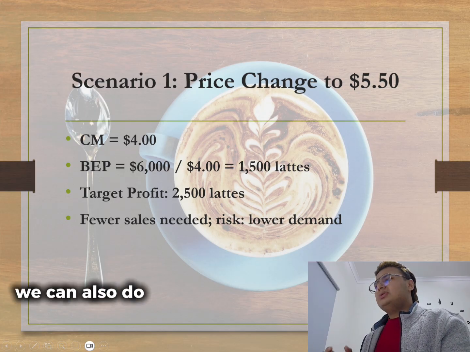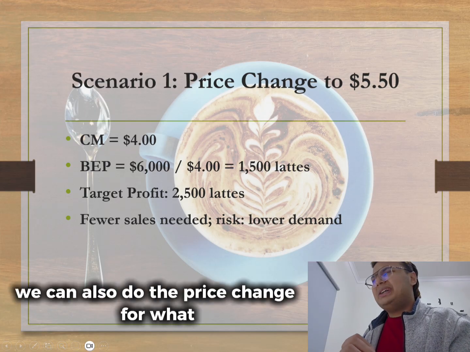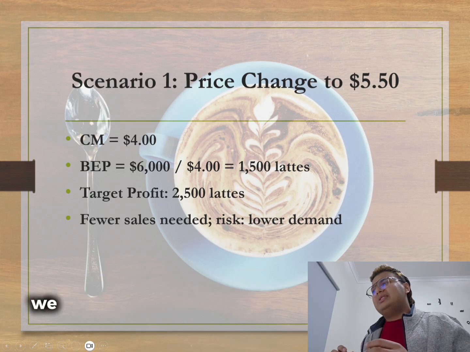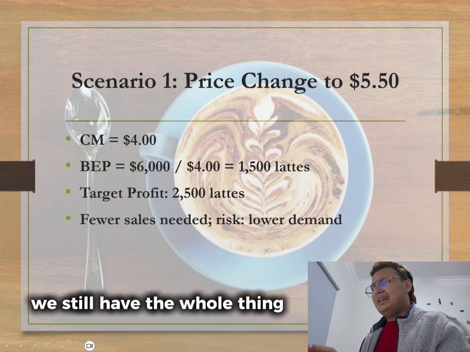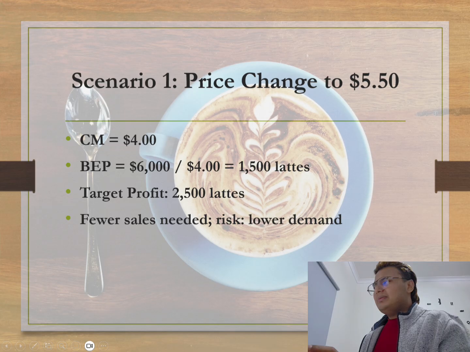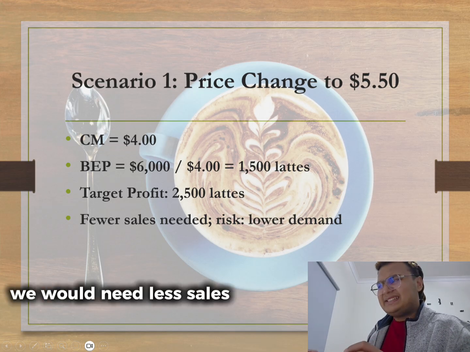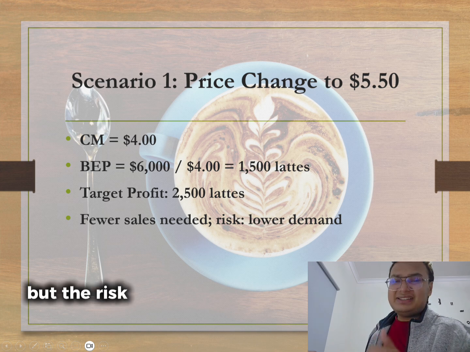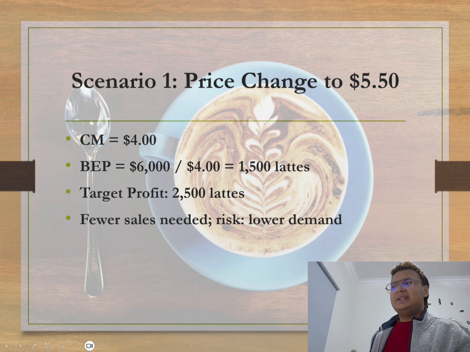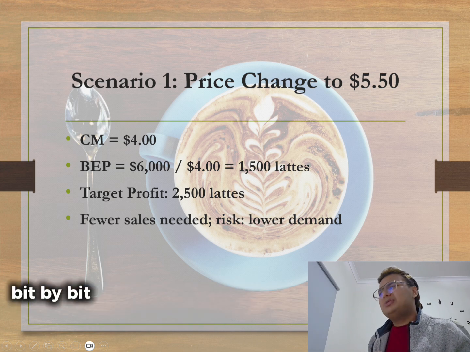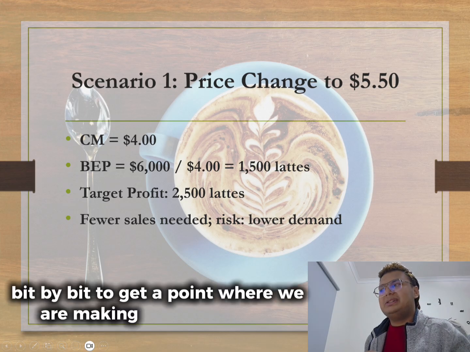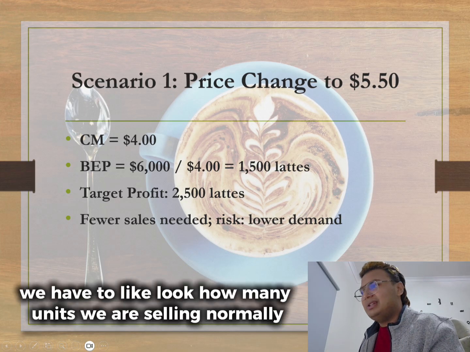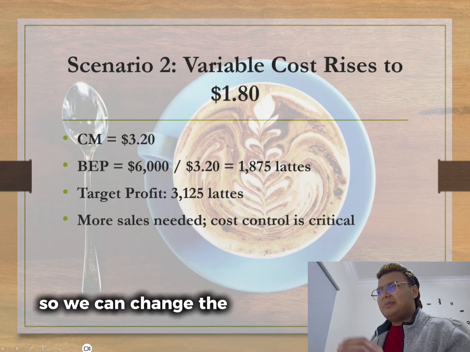We can also do the price change. What if we change the price of the latte to $5.5? We would need fewer sales to cover our target profit, but the risk is we would have lower demand. So we have to change everything bit by bit to get a point where we are making profit. Obviously, you have to look at how many units we are selling normally. So we can change the price.